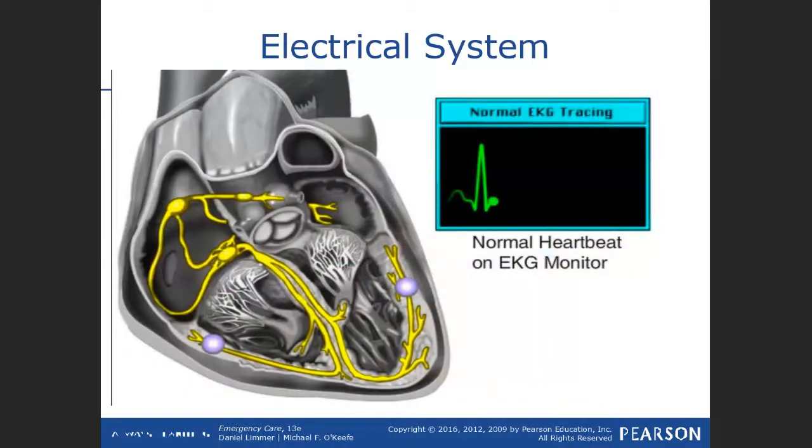So to understand how cardiac arrest works, you have to understand a little bit about the electrical system of the heart. We talked about the heart having this mechanical component. First, the atria contract, and then the ventricles. But what drives that coordinated, synchronous movement is the electrical system.